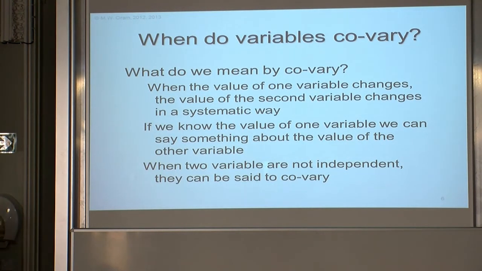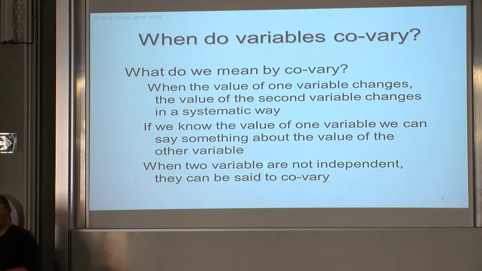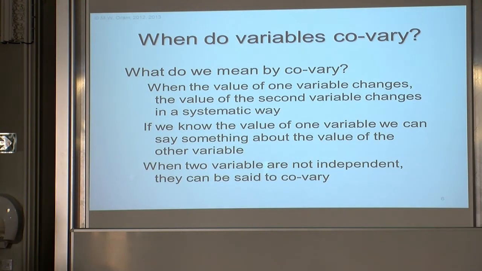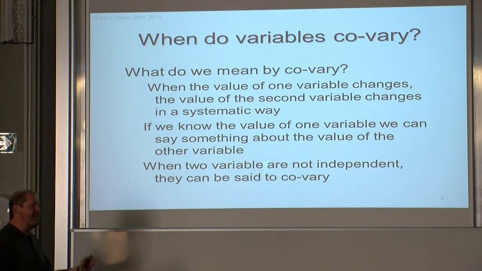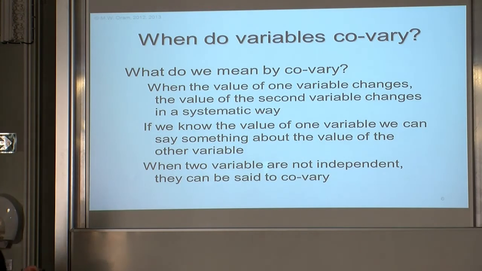Okay, so what we mean by covary is very simple. As the value of one variable changes, the value of the second variable changes in a systematic way. Now, correlational studies, covariance and so on is a very small subset of that idea of systematic way. But what it means is that if we know the value of one variable, we can predict the value of the other. It's telling us something about the other variable. And so when they're not independent, that is when you can't use one to predict the other, then we say that they do not covary.